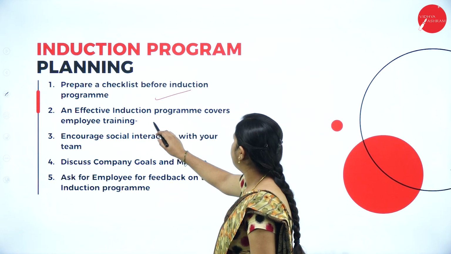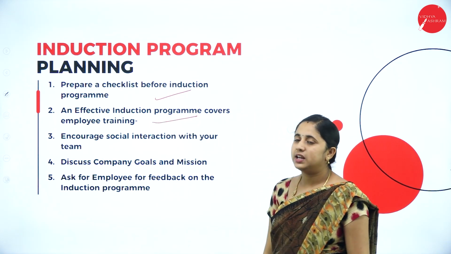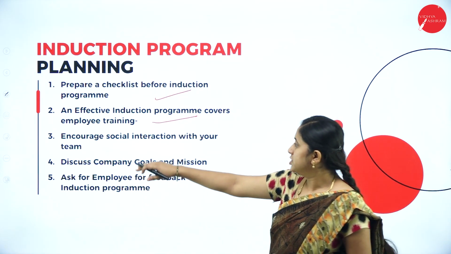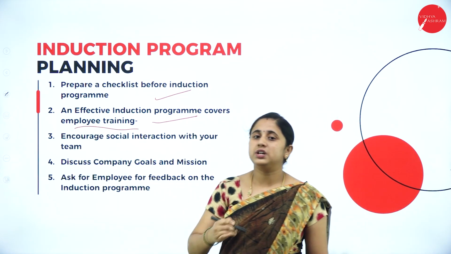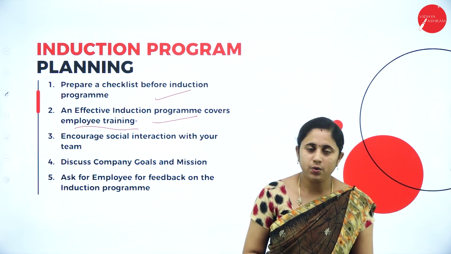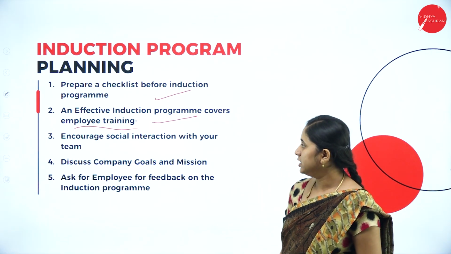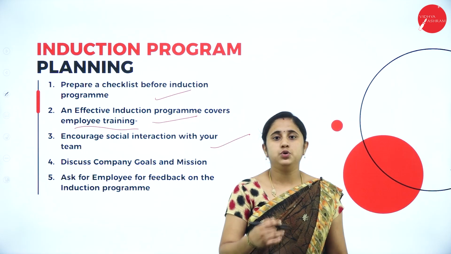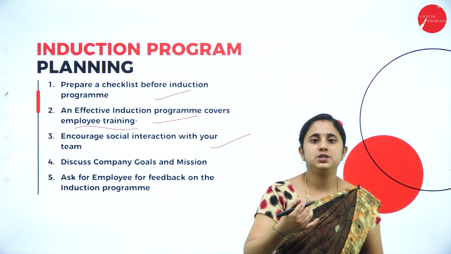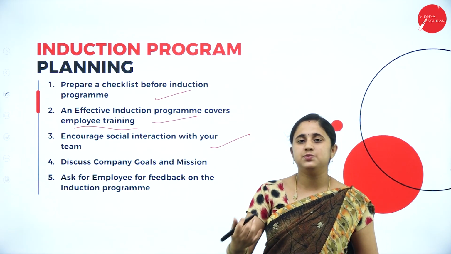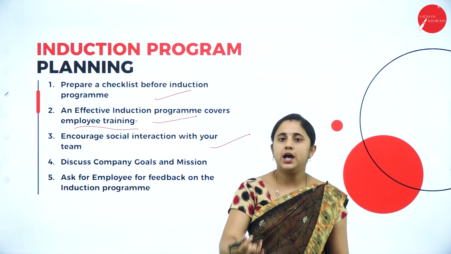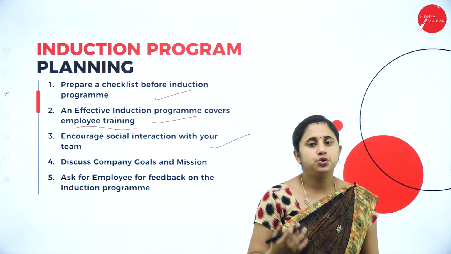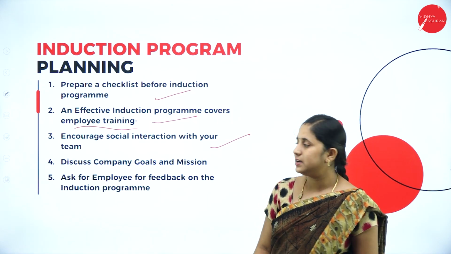Next, an effective induction program covers employee training. For effective results, it includes employee training. You need to train your employee. Next one, encourage social interaction with your team. You need to allow your employees to communicate. Two-way communication gives better results. So encourage your employees to communicate.